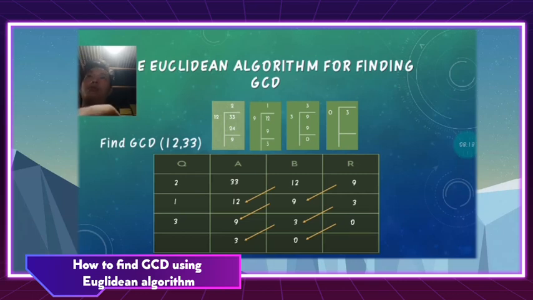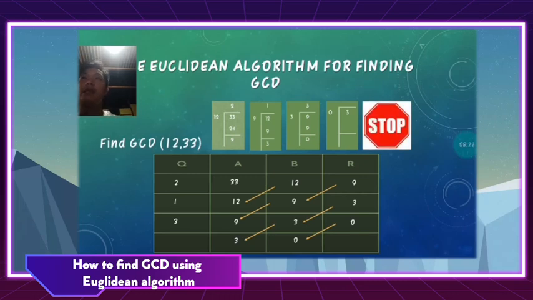No, we need to stop. Mathematically, it is not valid. A number cannot be divided by 0, and obviously we cannot get the quotient and the remainder.